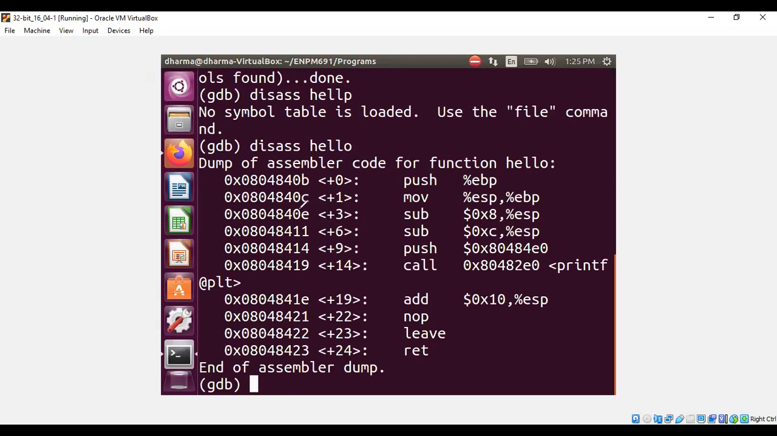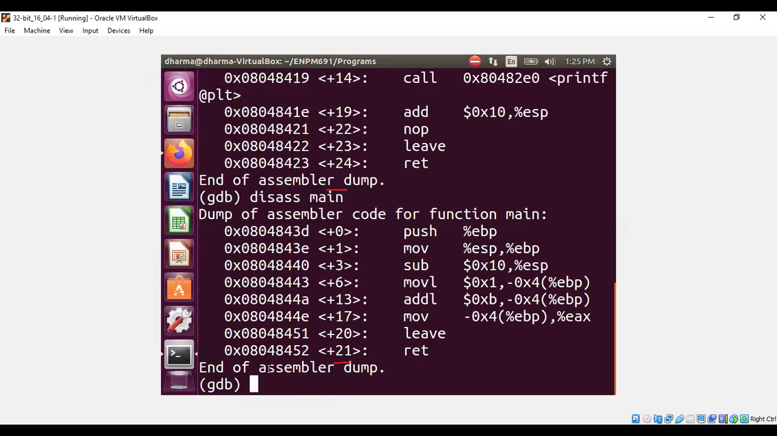Yeah. So it starts here at 0 and it ends at 24. That means 25 bytes. And the next question is regarding the main function. And they're asking what is the state of EAX at this point.